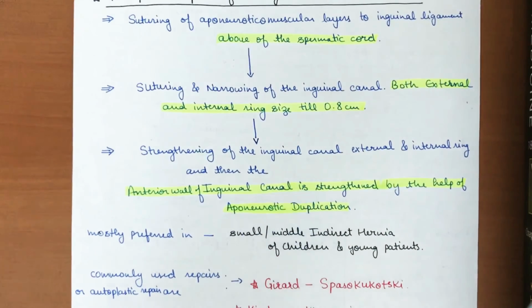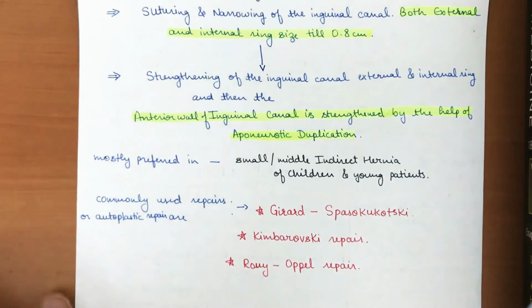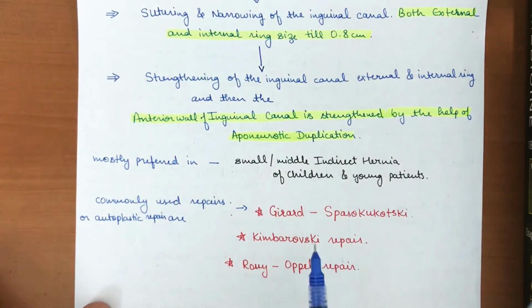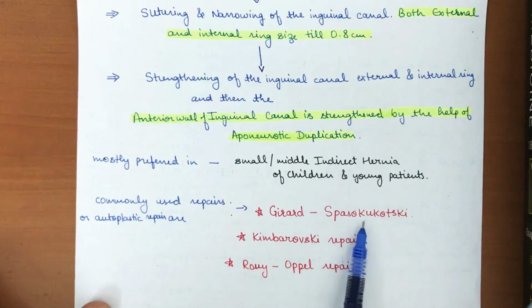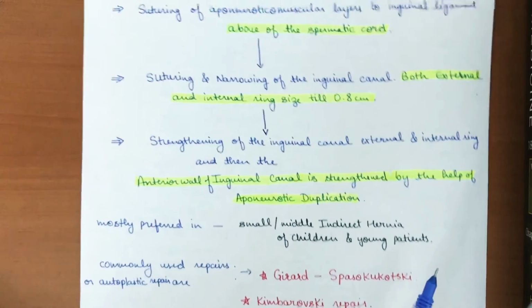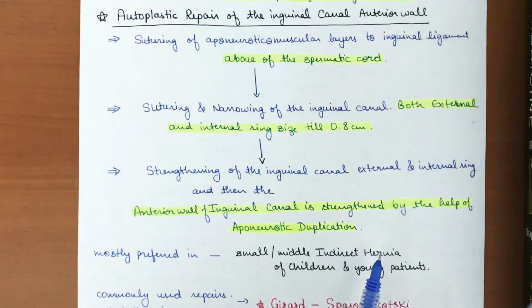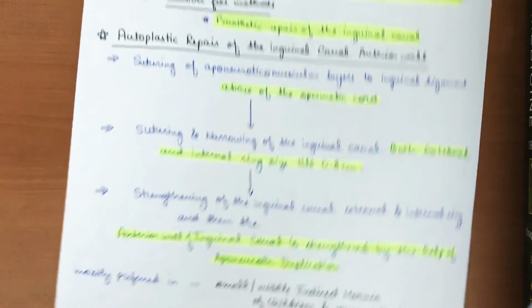Commonly used autoplastic repairs, or operation names that you have to remember, are the Girard Spaso-Kukotsky repair, the Kimbarovsky repair, or the Rovi-Opel repair. These three names you have to remember for this autoplastic repair of the inguinal canal anterior wall, and it is mostly preferred in case of small, middle indirect hernia of children and young patients.